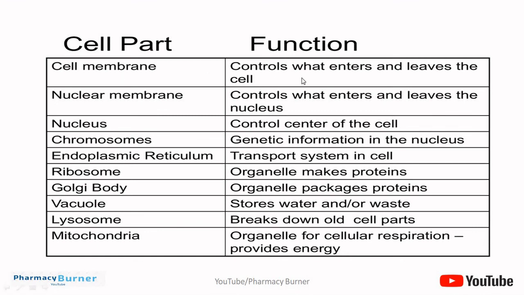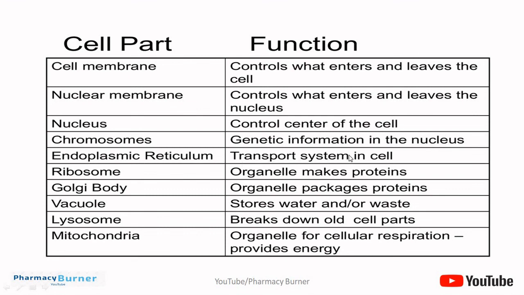The cell membrane controls what enters and leaves the cell. That is the function of the cell membrane. The nuclear membrane controls what enters and leaves the nucleus. It also controls what kind of material is entering or exiting the nucleus. Next is nucleus. It is the control center of the cell. So in the cell, the nucleus is the main part which controls everything. Chromosome. It is the genetic information in the nucleus.